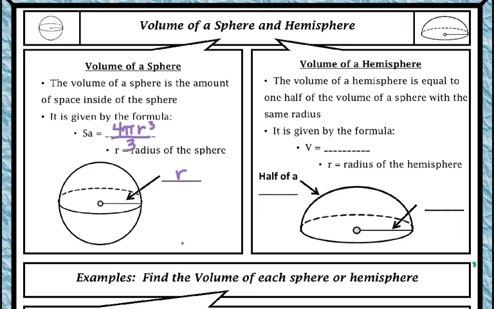The volume of a hemisphere is going to be half of that. So 2 pi r cubed divided by 3. And you might see this as 2/3 pi r cubed. That's the same thing, right?